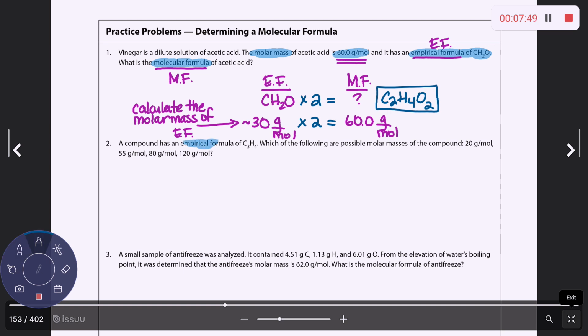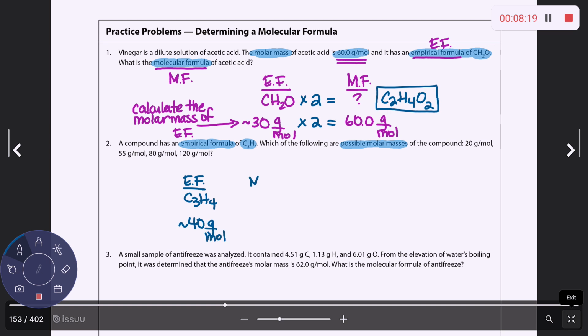Number 2 gives you an empirical formula, and they want to know which of the following are possible molar masses of the empirical formula that we're looking for. So if the empirical formula is C3H4, the molar mass is 3 times 12, which is around 36, plus 4, which is going to be 40. So this is about 40 grams per mole.